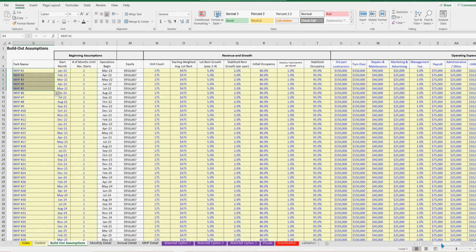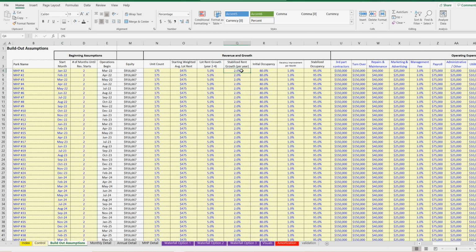And then, let's go back to the build out assumption. For a given property, you can define its starting unit count, the weighted average lot rent, and the lot rent growth in years 2 to 4. Year one is going to be whatever you put in here. Year two, it'll increase by this percent. Year three, it'll increase again by that percent. In year four, it'll increase by that percent. And then in year five of the given property, and the year of the property will depend on when the start month is, and that's all dynamic as well.